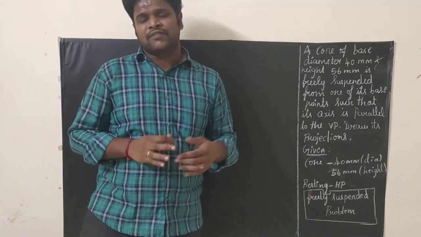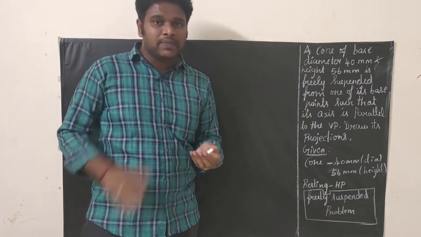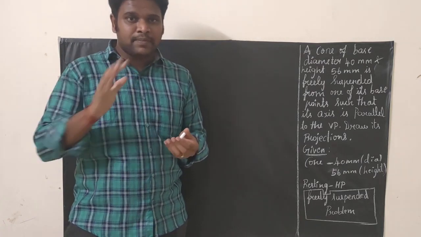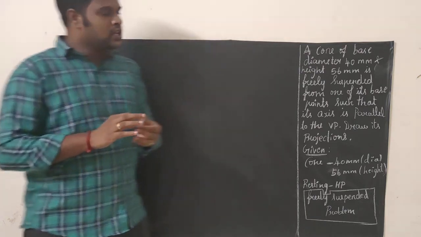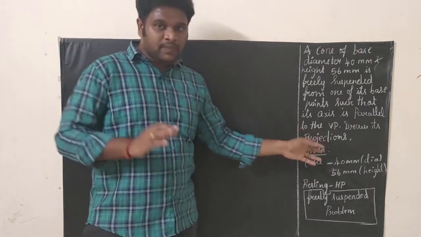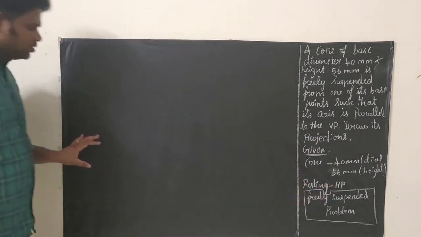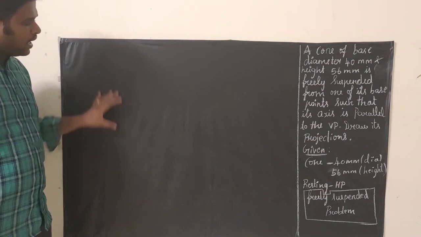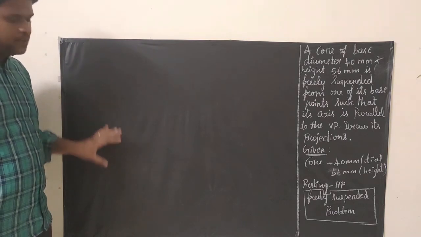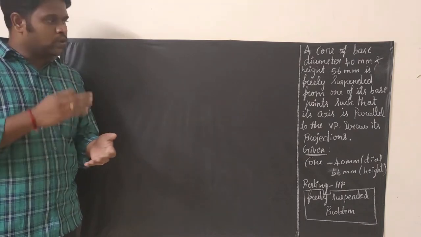So the next thing is where we need to draw the base diagram. For that only I already told: if the axis is inclined to HP, the base diagram is in HP. If the axis is inclined to VP, the base diagram will be in VP. So here the axis will be inclined to HP only, so resting will be on HP. We are going to draw the circle in HP. The base diagram of the circle will be in HP. First we will draw the top view, and then the front view, and then we will proceed. I will explain how to go step by step.